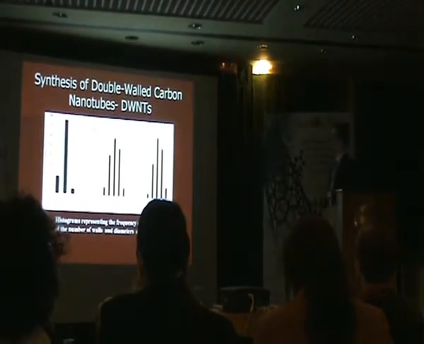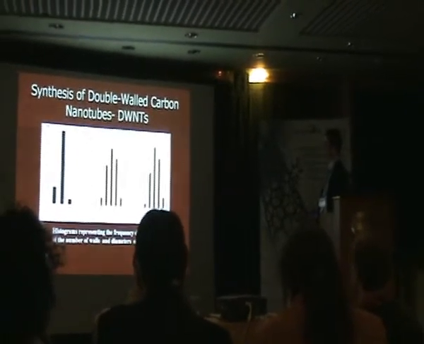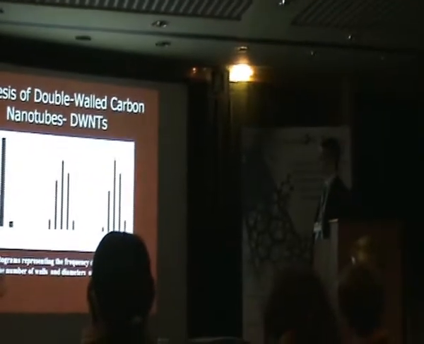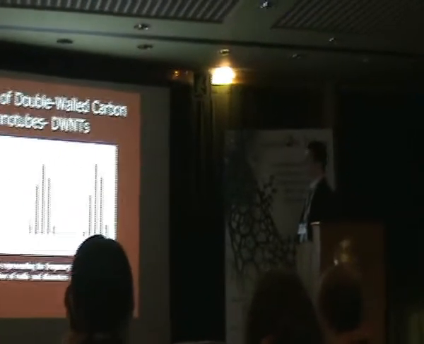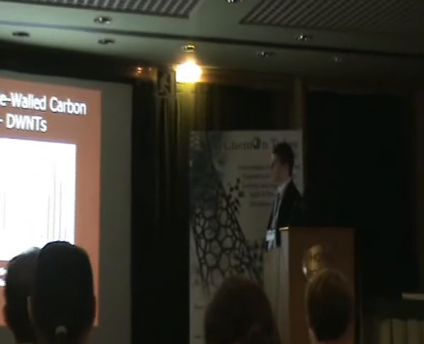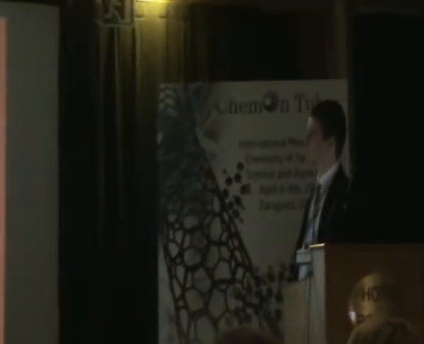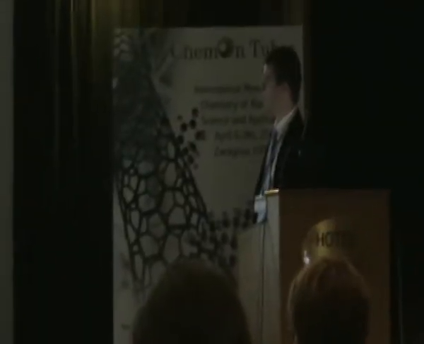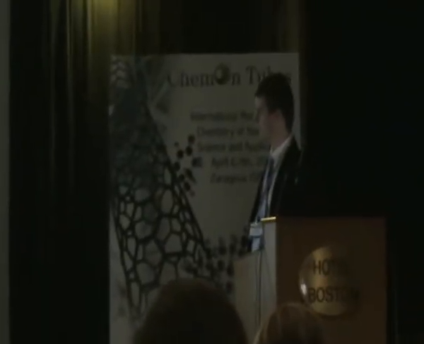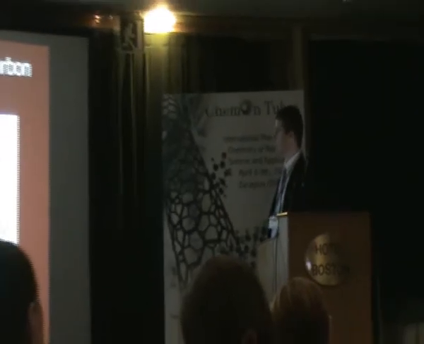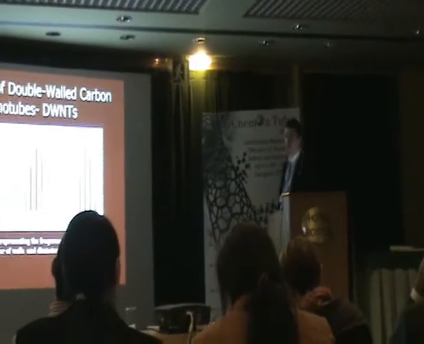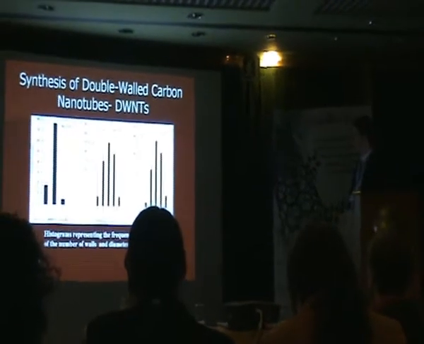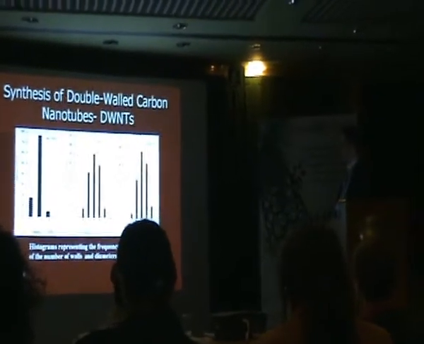From the statistics that we have for our tubes, we can say that between 70 and 80% are double-wall carbon nanotubes, and the rest are single-wall carbon nanotubes and triple-wall carbon nanotubes. Also, from this statistic, we can say that the inner diameter is about 1.3 nanometer, so small, and the external diameter is about 2.6 nanometer.